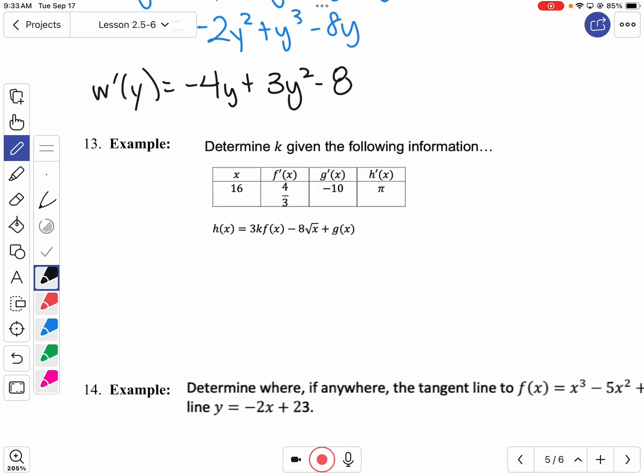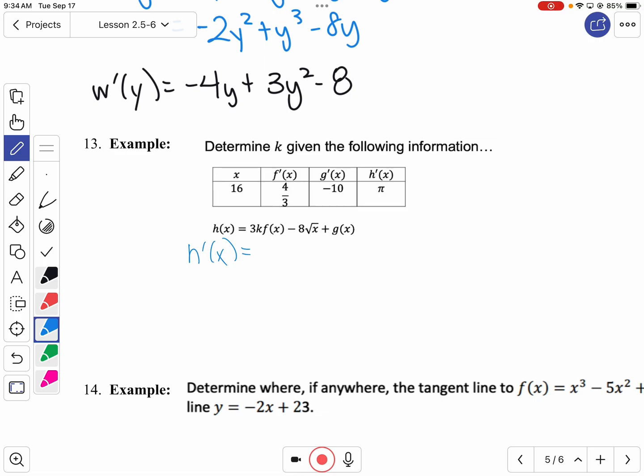Okay. So it wants me to find the value of k given the following information. So it's giving me an x value of 16, an f prime value at 16 of 4/3, a g prime value at 16 of -10, and an h prime at 16 value of pi. Okay, so it's giving me some derivatives, all right? So here's what we're going to do. We're going to take a derivative, okay, h prime at x, all right?